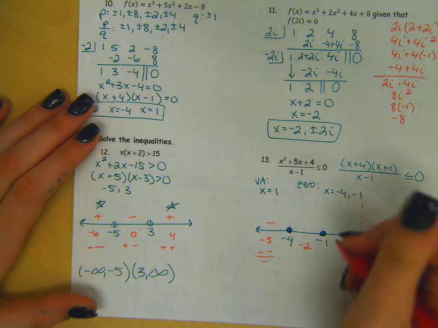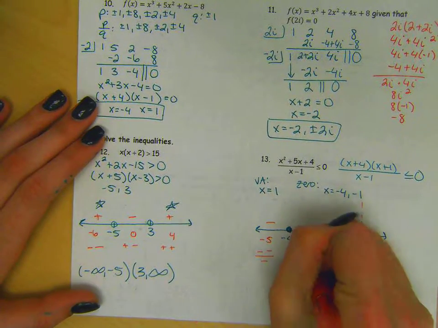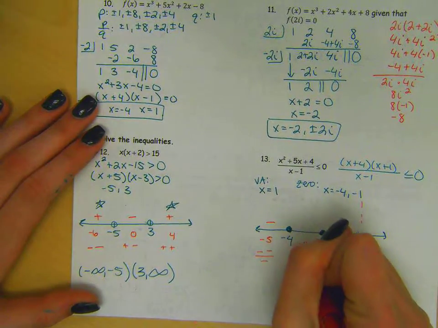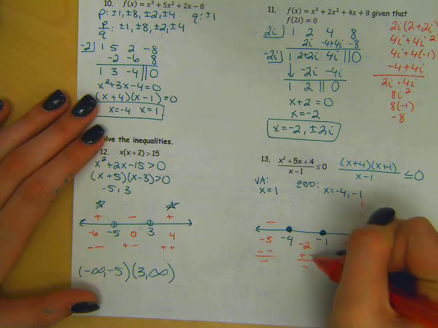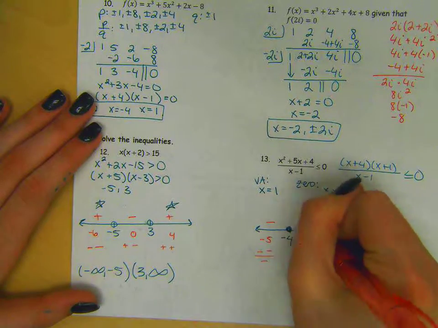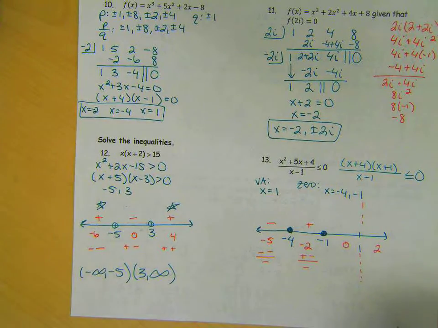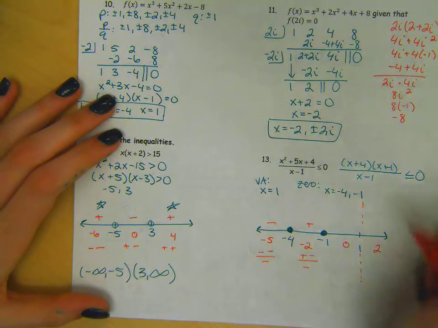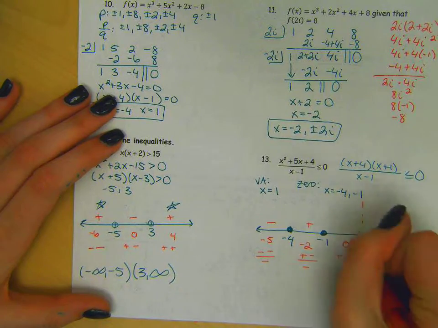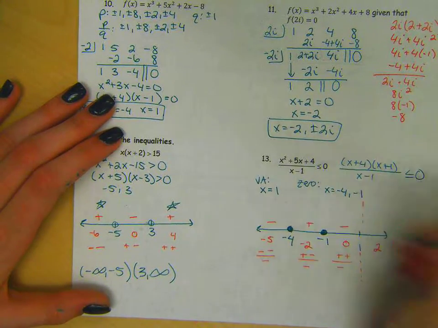At negative 2, negative 2 plus 4 is positive. Negative 2 plus 1 is negative. All over negative 2 minus 1 is negative. Positive times negative is negative. Negative over negative is positive. So if it's an odd number of negatives, it's negative. If it's an even number of negatives, it's positive. Okay, 0 plus 4 is positive. 0 plus 1 is positive. 0 minus 1 is negative. Positive times a positive, positive divided by negative is negative.